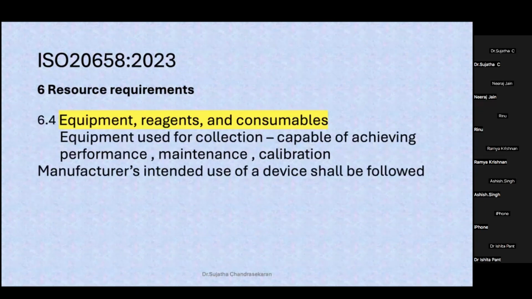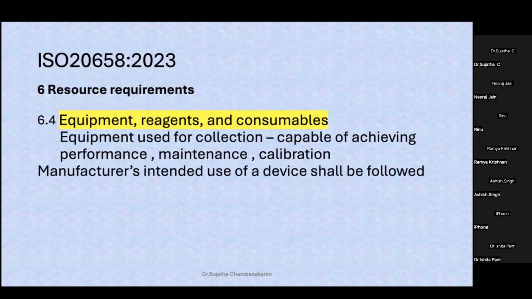Now coming to equipment, reagents and consumables, 6.4, exactly like the 15189 clause. The standard says that the equipment used for collection should be capable of achieving performance, maintenance, and calibration. Is this a new standard? No, definitely not. 15189, all the versions, right from 2003, say repeatedly that the equipment have to be capable of achieving performance and it has to be validated or verified. This has been there all along.